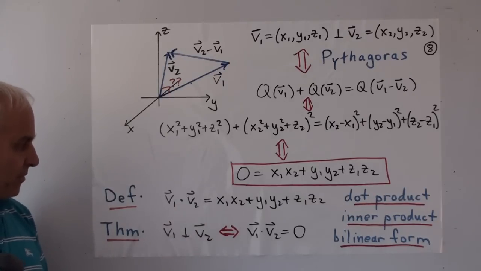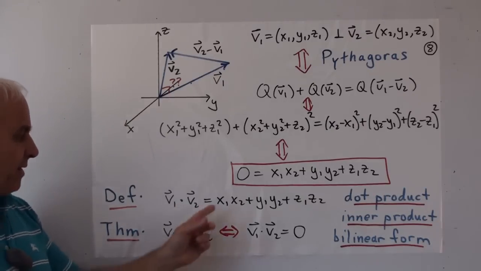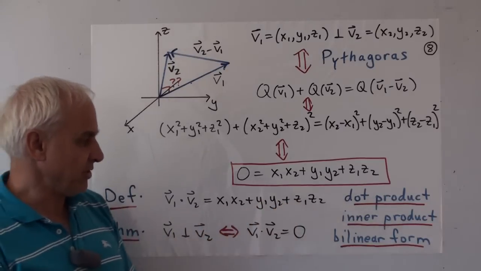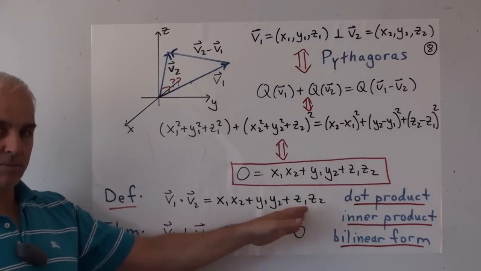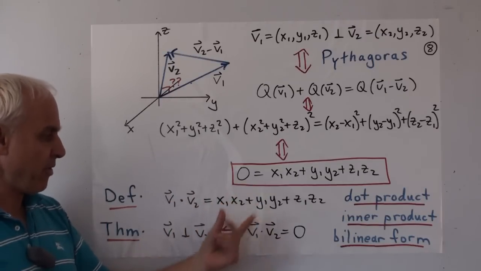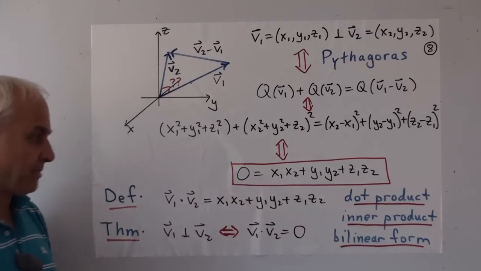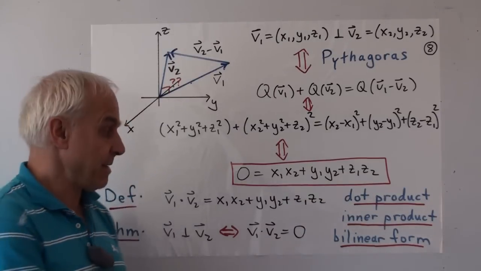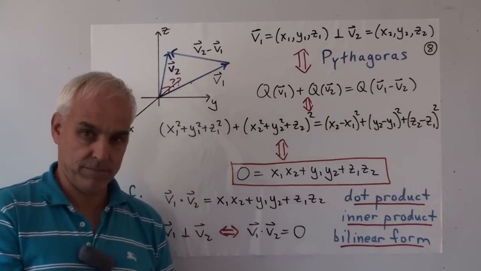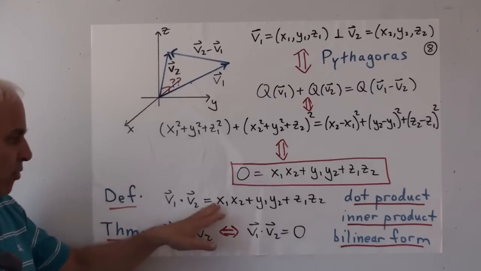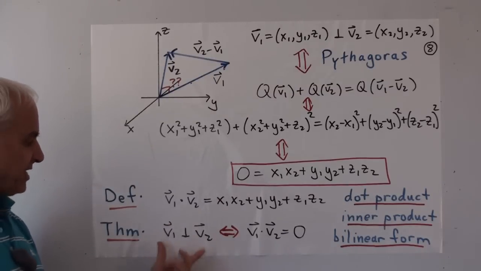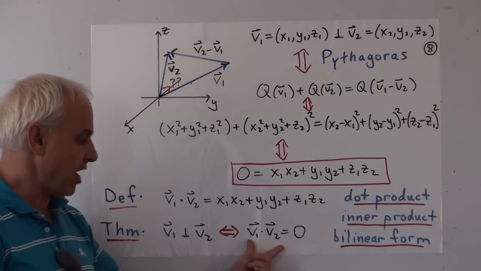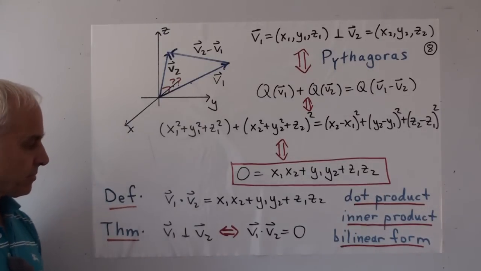So here's the definition. v1 dot v2 is x1 x2 plus y1 y2 plus z1 z2. And this is a number. So given 2 vectors, we get a number, and that number has different names. Sometimes it's called a dot product. Sometimes it's called an inner product. Sometimes it's referred to as a bilinear form. All valid names for it. Very important object. And basically we've established that 2 vectors are perpendicular precisely when v1 dot v2 equals 0. Where perpendicularity is essentially Pythagoras' theorem.